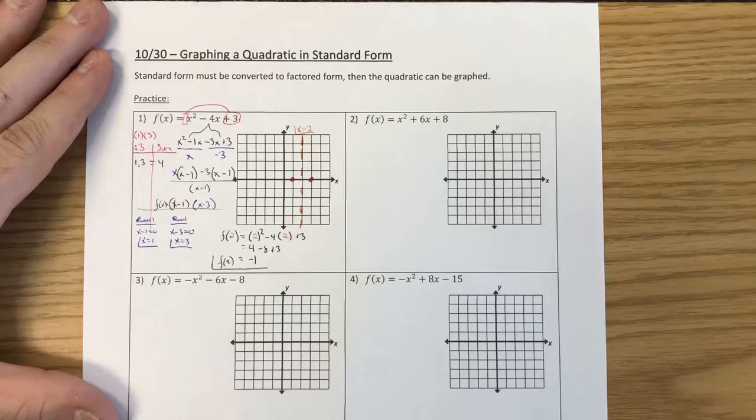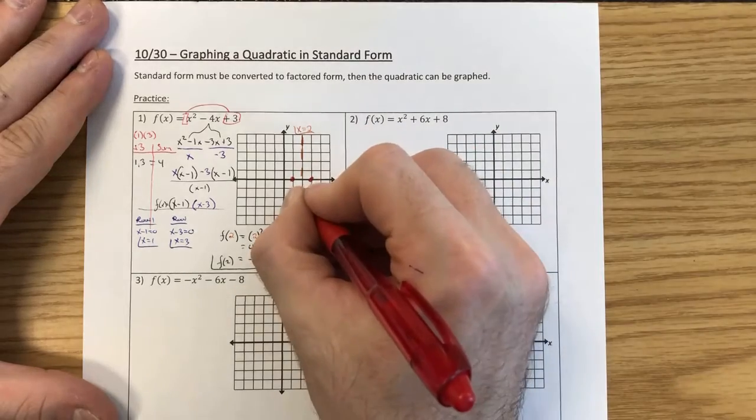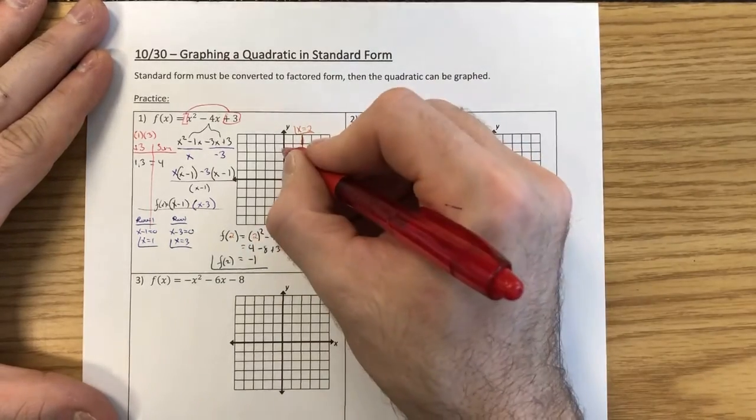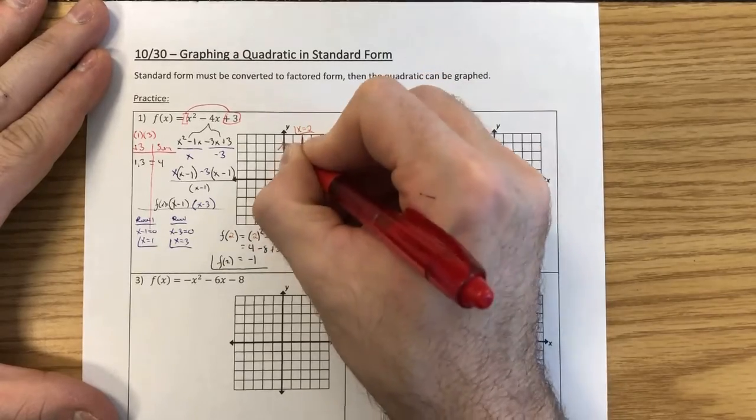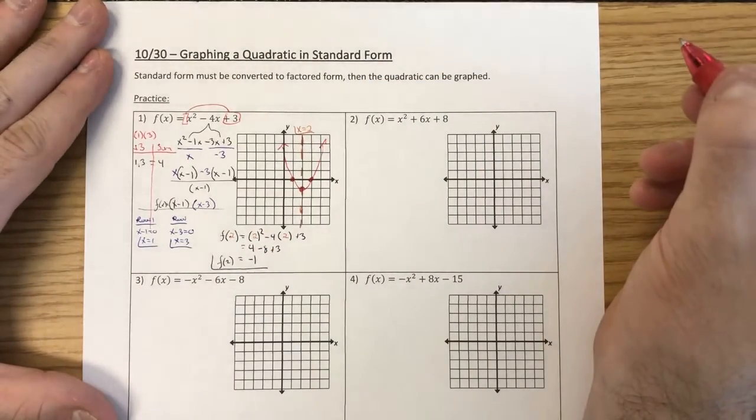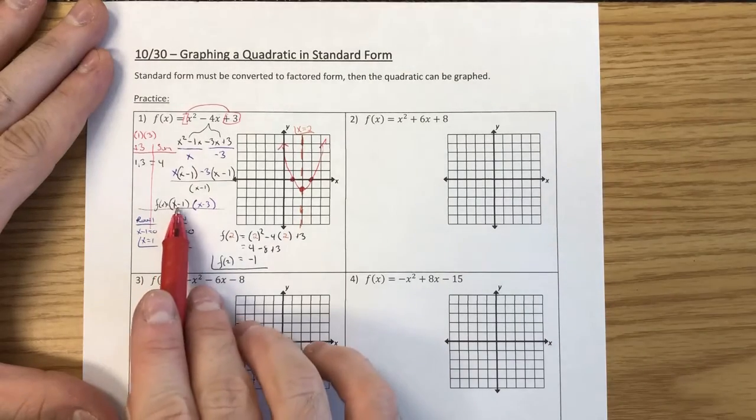And that's actually where my vertex is at 2, negative 1. And that allows me to graph that right there. Now the cool thing is I could have plugged it into this as well.